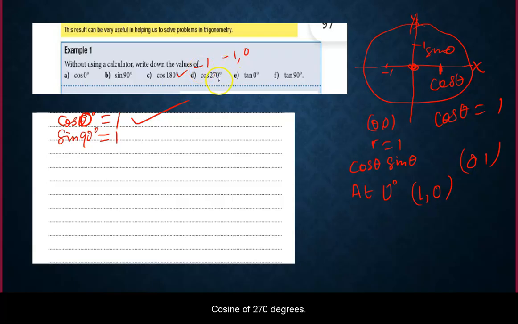Cosine of 270 degrees. The point for 270 degrees, by using the unit circle, is going to be (0, negative 1). So it is 0, because we have (0, negative 1). We take the 0 on the x-axis. So cosine of 270 degrees is equal to 0.